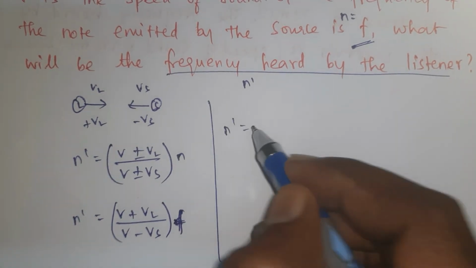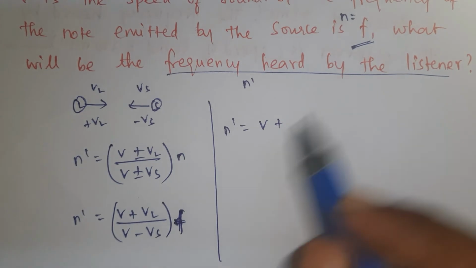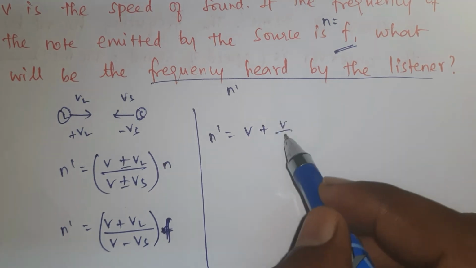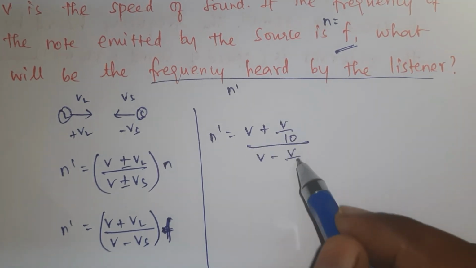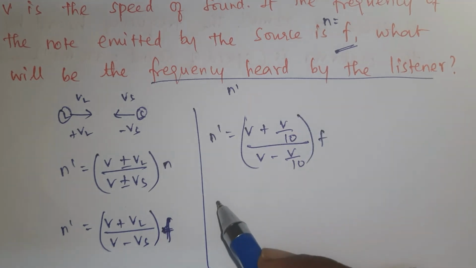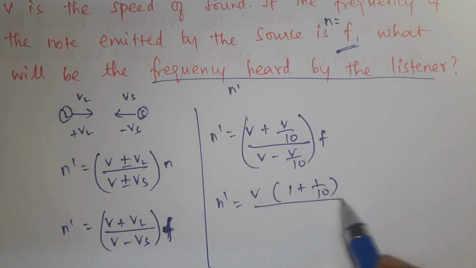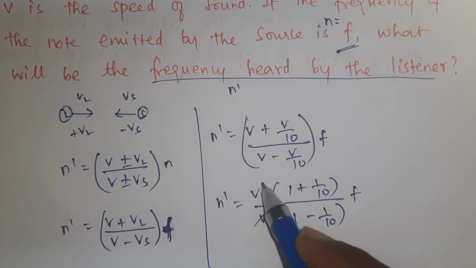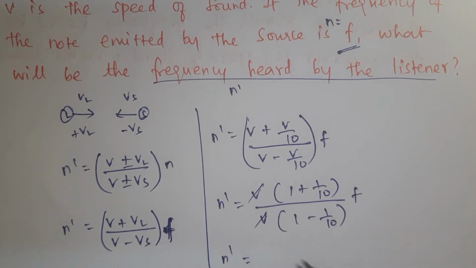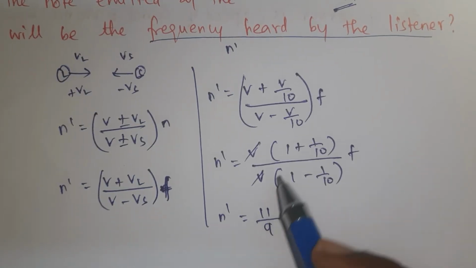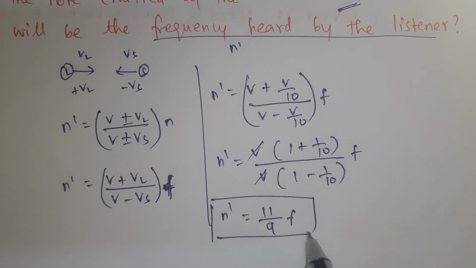Now n dash is equal to V plus VL, where the VL and Vs values are V by 10, so we substitute V plus V by 10 divided by V minus V by 10, into f. So n dash is equal to, if we take V common, 1 plus 1 by 10 in the numerator, and in the denominator 1 minus 1 by 10, into f, so the V is going to cancel. Now if we simplify, we get n dash equal to 11 by 9 into f. This is the apparent frequency heard by the listener.